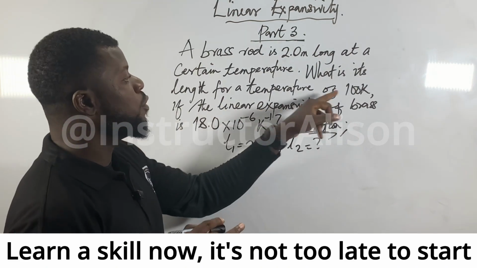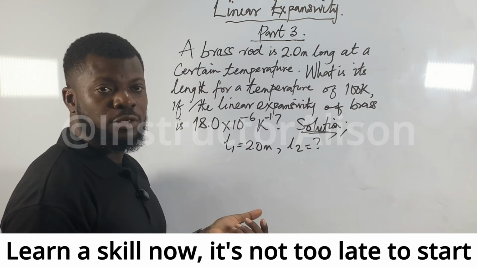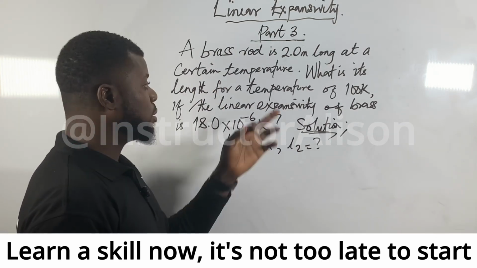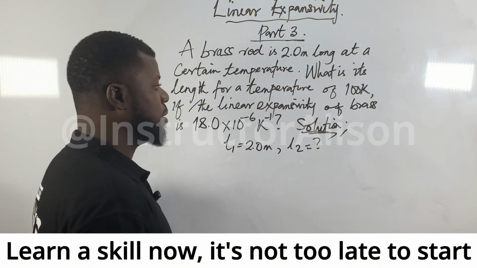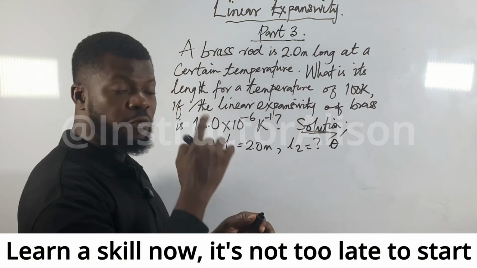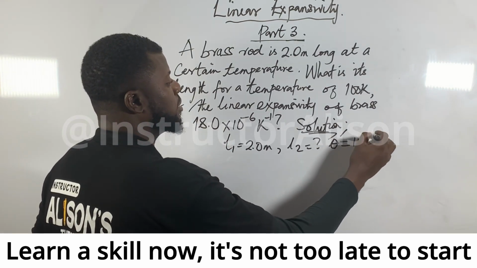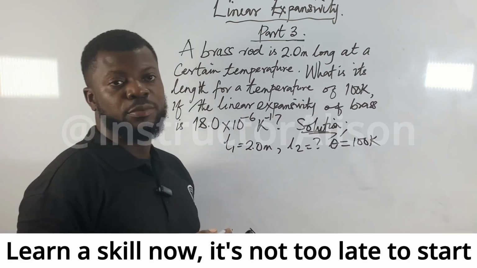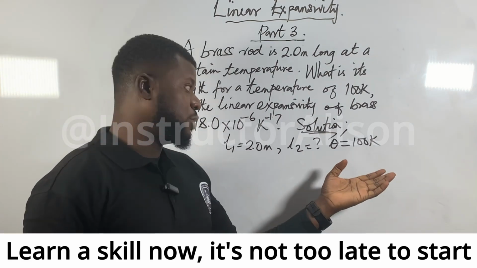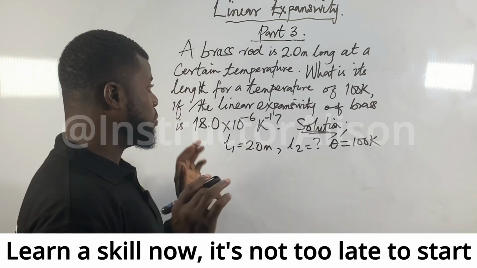For a temperature of 100, now for the second temperature, remember the first temperature they do not give us any value, so we could just assume it is 0. Then the second one, I can say 100. So temperature, if you use theta like this, or capital letter T, they say it is 100 Kelvin. So we do not need to convert because it is already in the standard unit. If it was in degrees Celsius, you would need conversion, but this one you do not need that.